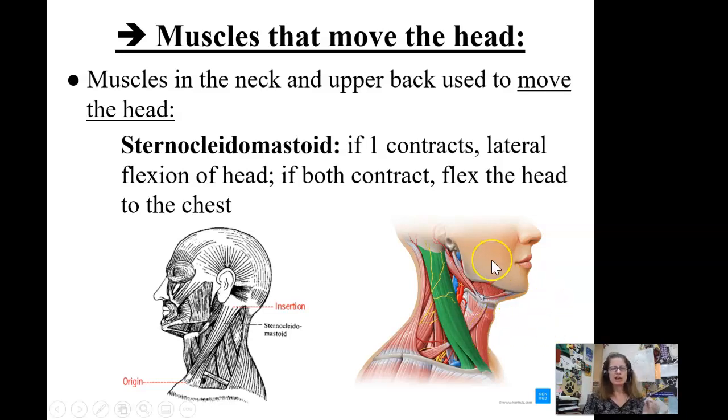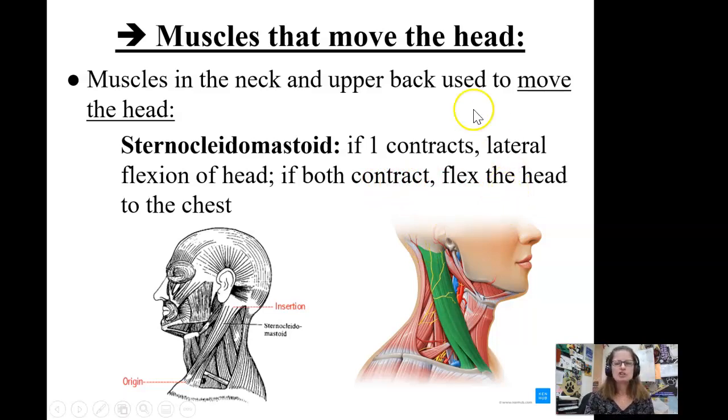But if you contract both of these at the same time, consider that one attaches at the back of your head and goes to the front. If you run your hands from the back of the head and put your thumbs down your clavicle, when this muscle contracts at the back of your head, you're going to be pulling your neck down. Your head's going to come down to your chest. So if both sternocleidomastoids contract, you're going to flex the head to the chest.